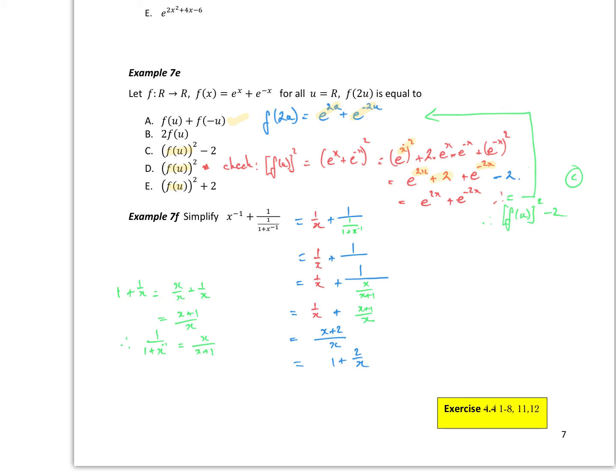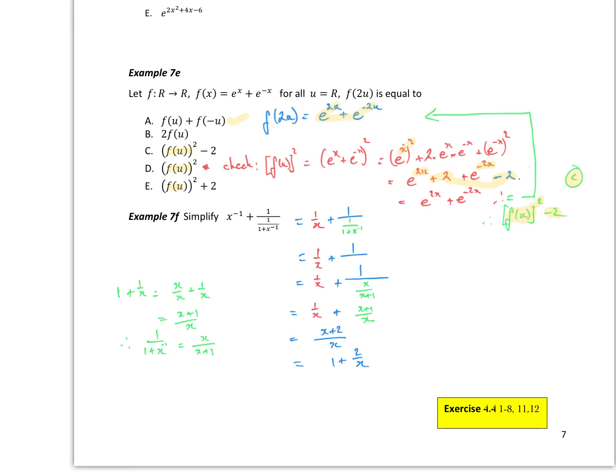So there's my expression. How do I make that equal to f of 2u? Well, if I subtract 2 from it, the 2's will cancel, and I'll get left with that function up there in blue. So if I just work out f of u squared and subtract 2, I'm going to end up with f of 2u, which makes C the option that I'm looking for.